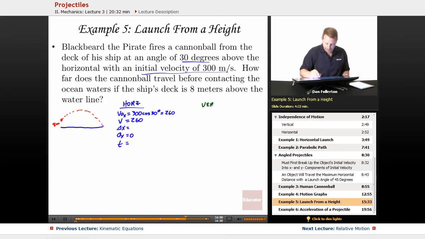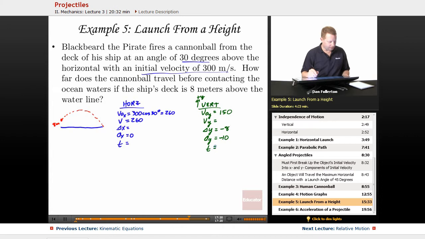Vertically, let's call up our positive y direction again. V initial y is going to be 300 sine 30, which is 150. V final y, we don't know. Delta y is going to be negative 8, and ay is going to be negative 10 since we called up the positive direction. Let's see what we can figure out here.